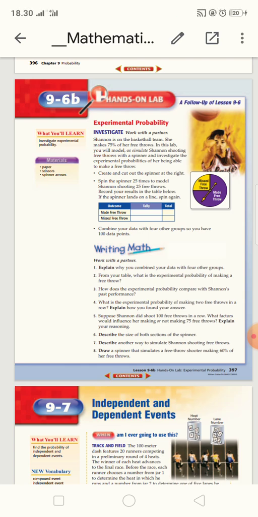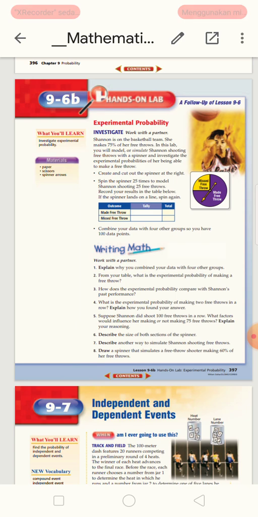Create and cut out the spinner at the right. Spin the spinner 25 times to model Shannon shooting 25 free throws. Record your results in the table below. If the spinner lands on a line, spin again. Combine your data with 4 other groups so you have 100 data points.